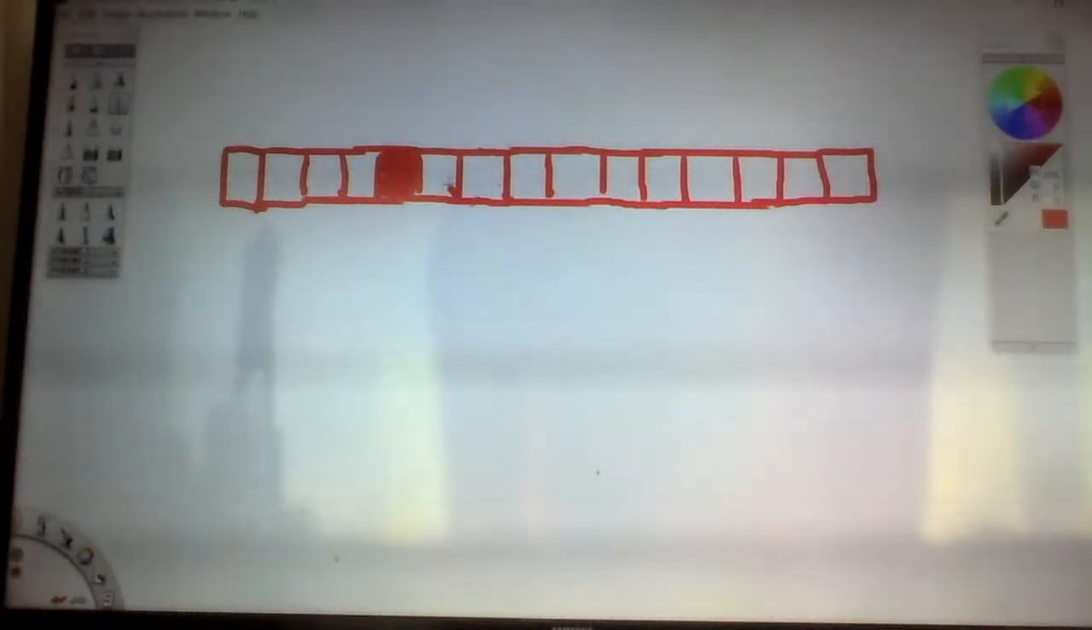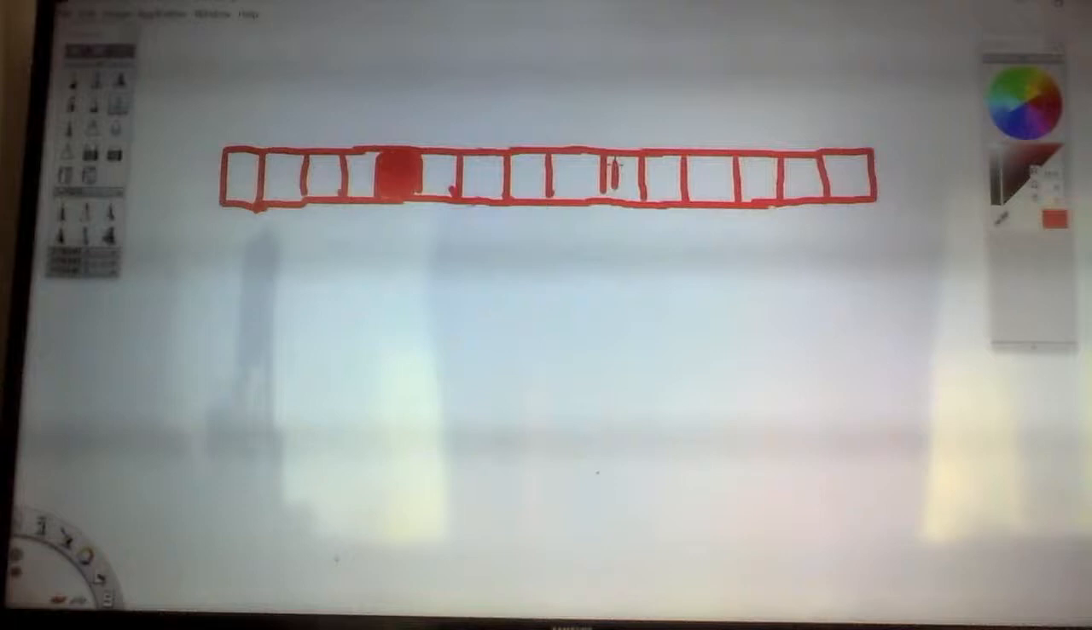So 1, 2, 3, 4. 1, 2, 3, 4. 1, 2, 3, 4 white tiles.